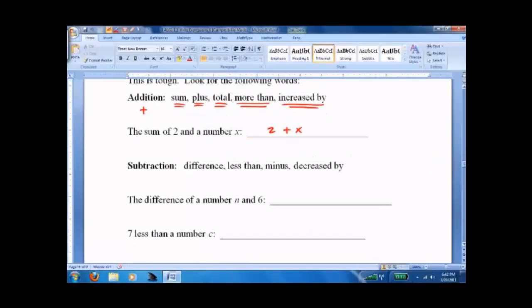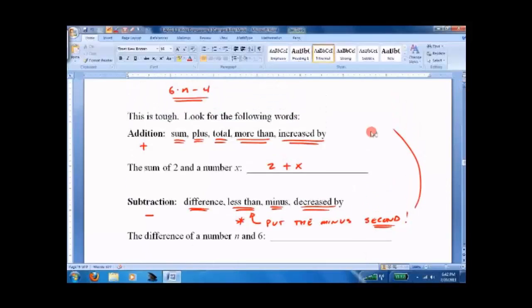Subtraction. This is subtracting, a minus. Difference, less than, and this is the one to watch out for. Put the minus second. Minus, of course, and decreased by. So the less than we just did was up here. That's why we put it second.